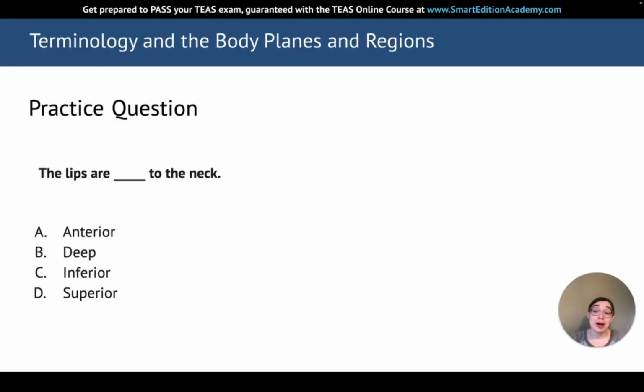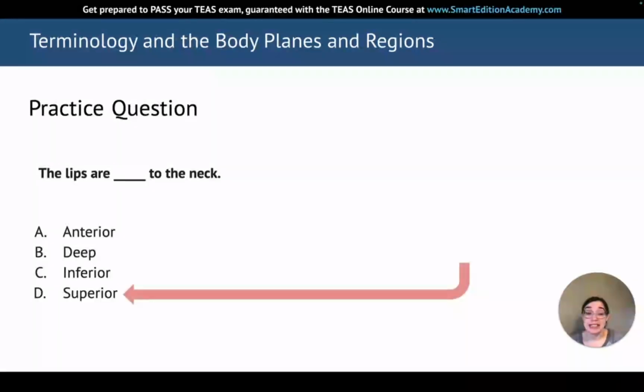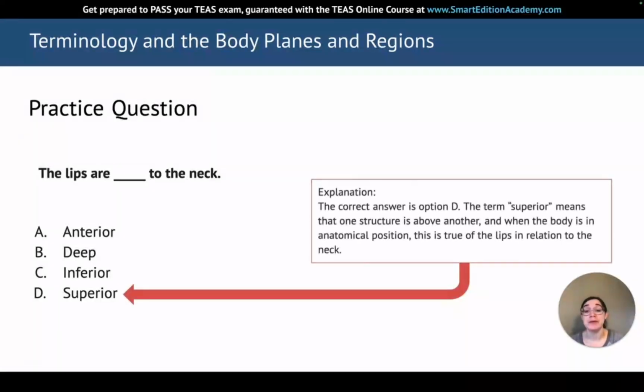The lips are blank to the neck. A, anterior, B, deep, C, inferior, or D, superior. And the correct answer here is option D. The lips are superior to the neck. And what do we mean by that?